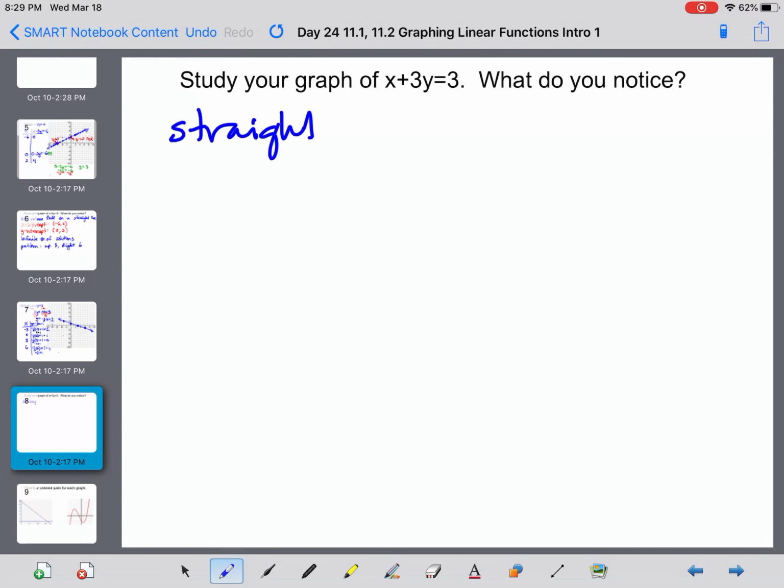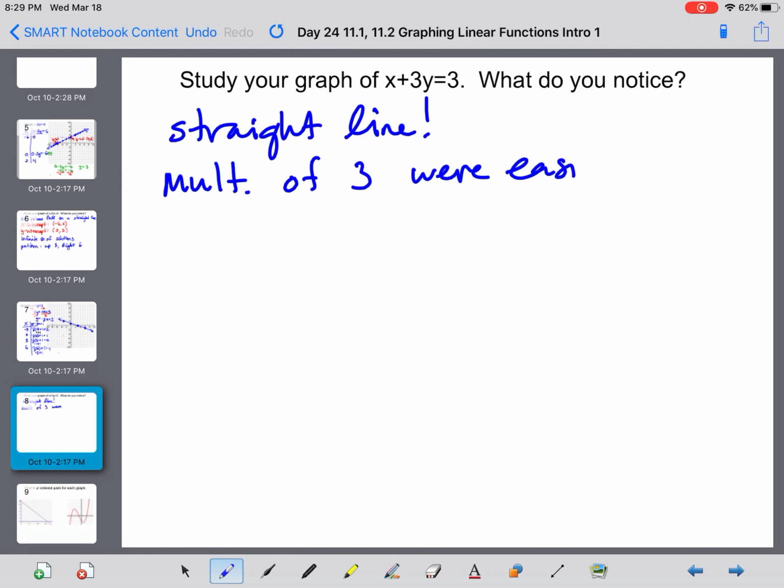I might start again with the fact that, hey, we have a straight line, so that makes us happy. I might make note that multiples of 3 were easier to plug in. Again, if you think of it, it's going to make your life easier. If you had no idea what I was doing there, that's okay. You can pick any values and you'll get some values out that'll work. I'll go ahead and take note of the x-intercept and the y-intercept.